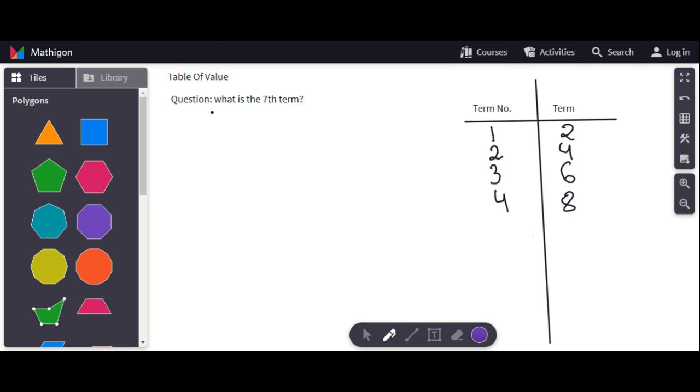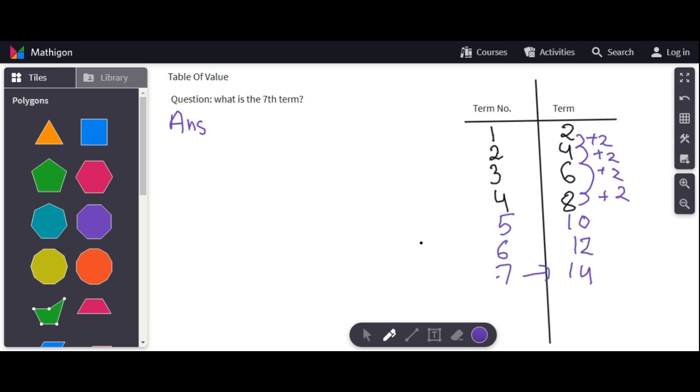Okay, so our question says, what is the seventh term? So now I'm going to write 5, 6, and 7. Now, first of all, I'll have to figure out what the term changes by. As you can see, 2 plus 2 is 4, and 4 plus 2 is 6, and 6 plus 2 is 8. So I know that they're adding 2. So I know that the term is changing by adding 2. So 8 plus 2 would be 10, and then 12, and then 14. So our seventh term is 14. So my answer is 14.